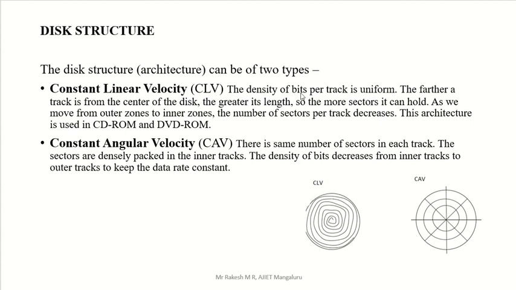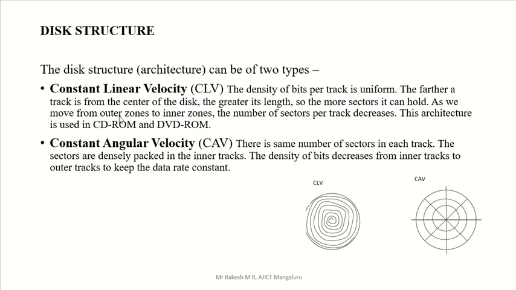The density of the bits per track is uniform. Every piece of information or data stored in your secondary device is in bit format, zeros and ones. So the storage capacity of bits per track is uniform. The same number of bits we can store in every track. The further a track is from the center of the disk, the greater the length, so the more sectors it can hold.